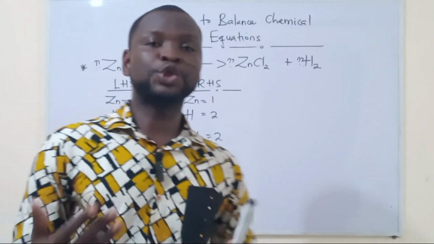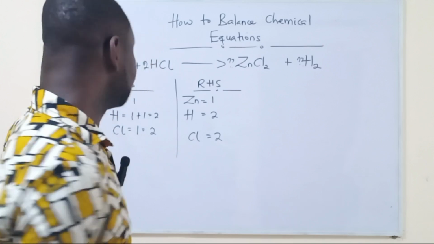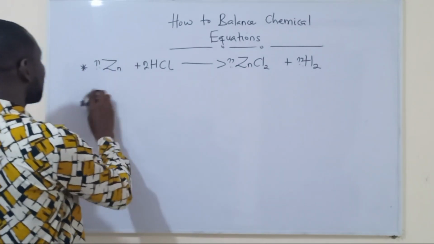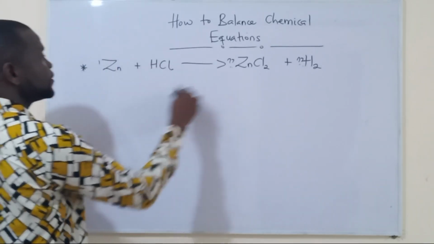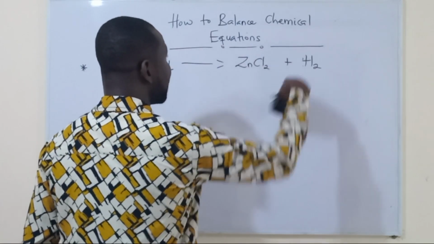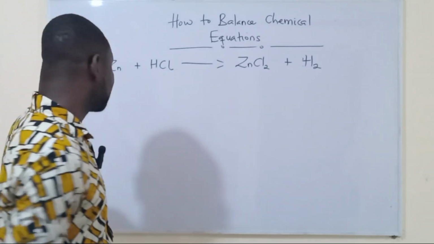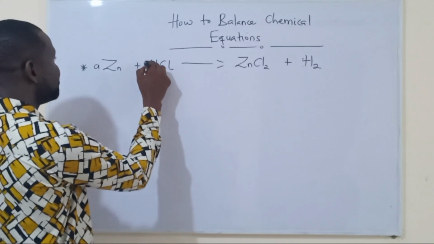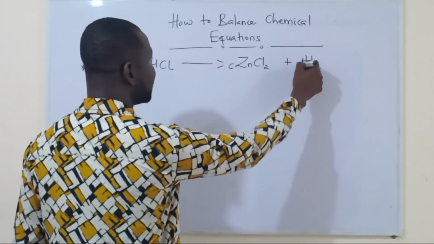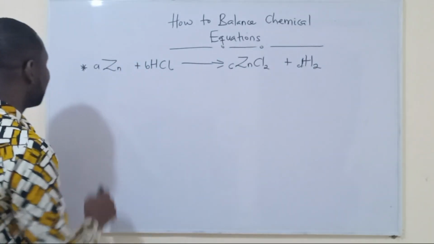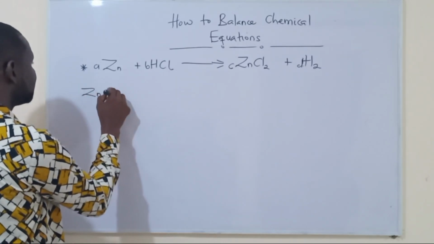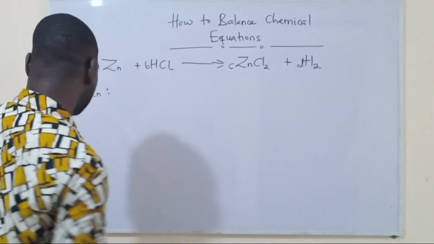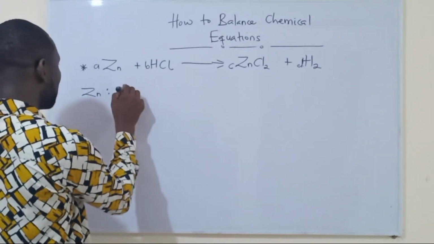Now let's look at how to use the simultaneous equation method. In using simultaneous equations, we are going to put variables in front of our element or compound. So here I'm going to write A, B, C, and then D. Then I write out my elements, Zn. Now, in front of Zn, what variable do I see? I see A. So I'm going to represent Zn with A.